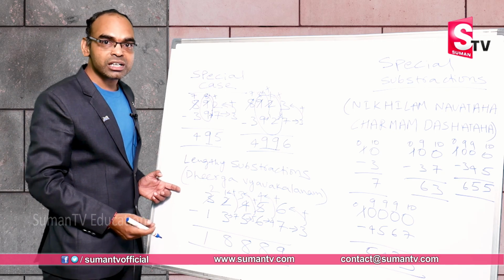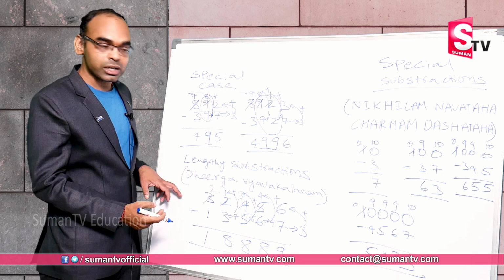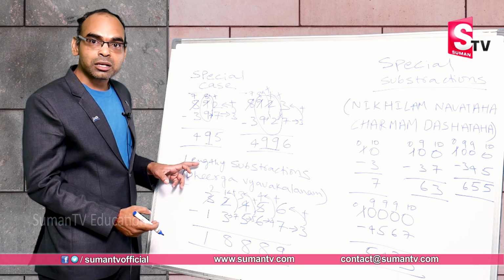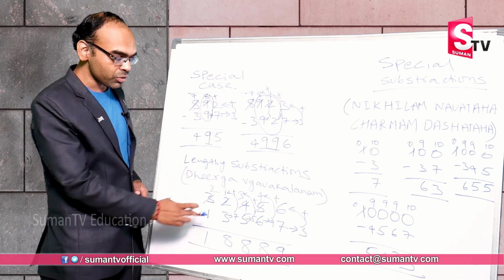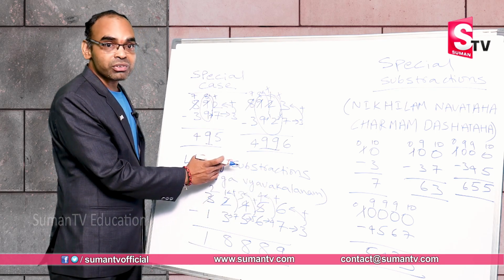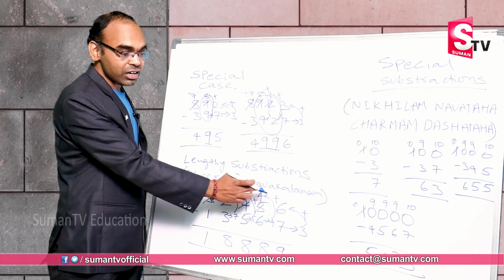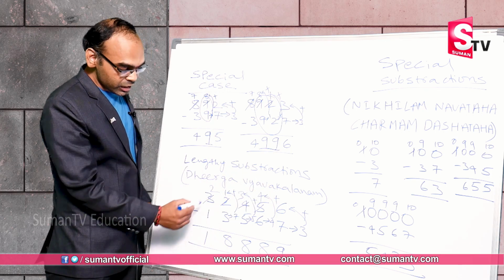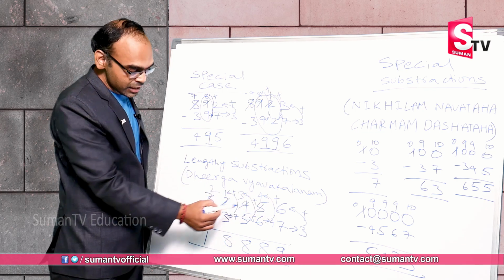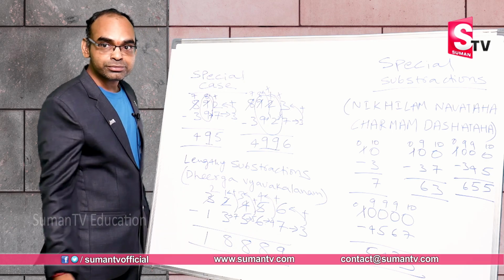Okay, now we will see lengthy subtractions. More than 3 digits, how will you do? In Vedic maths, we will call this Dirgha Vyavakalanam. In English, we call it lengthy subtractions. Here, 32456 minus 13567.